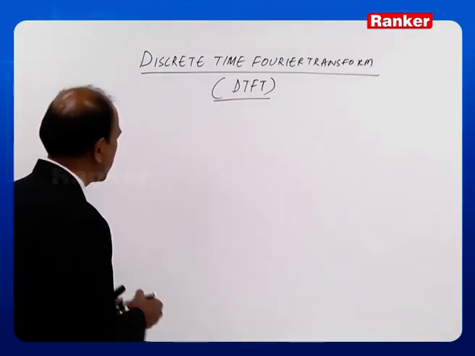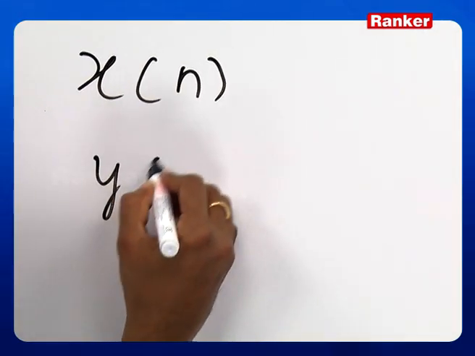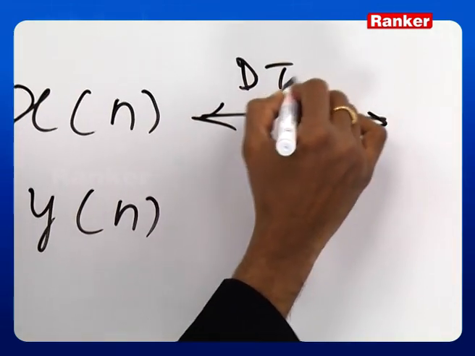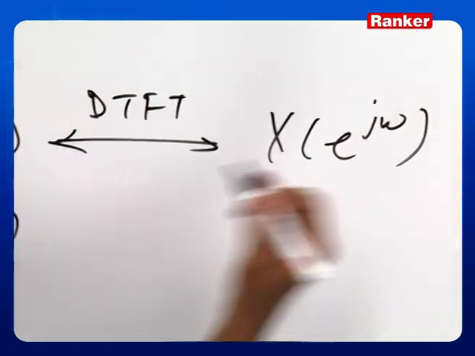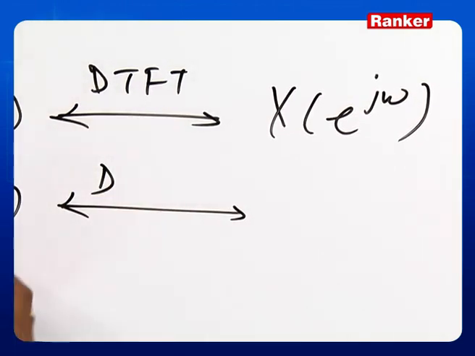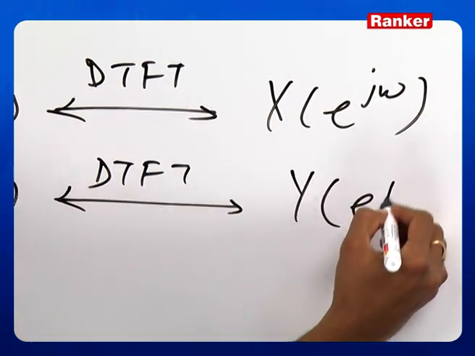That means for the convolution, let us take two signals, x of n and y of n. Let us say x of n has a DTFT of X of e to the power of j omega, and y of n again has a discrete time Fourier transform called Y of e to the power of j omega.